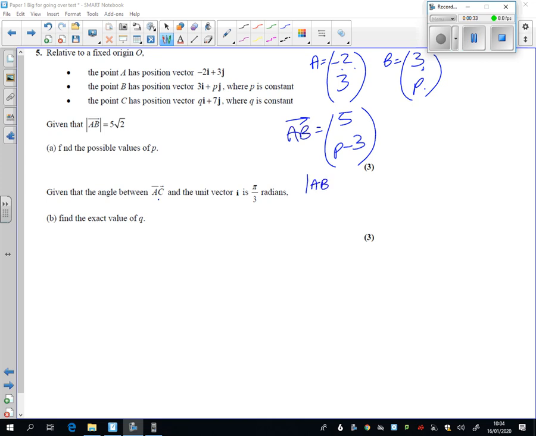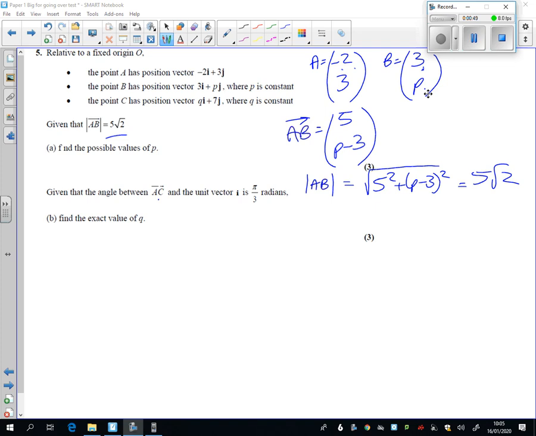And so I've got a p take away 3 here. We're being asked to find out what the length of A to B is. So that's the square root of 5 squared and p minus 3 all squared. And you've been told that that's equal to 5 root 2. I've just got to solve this equation now.